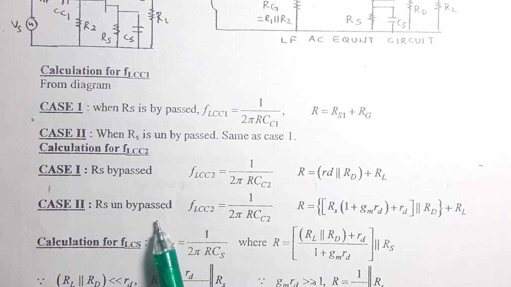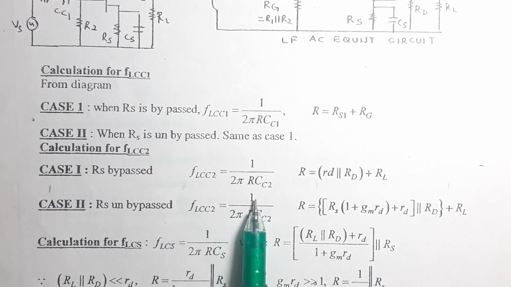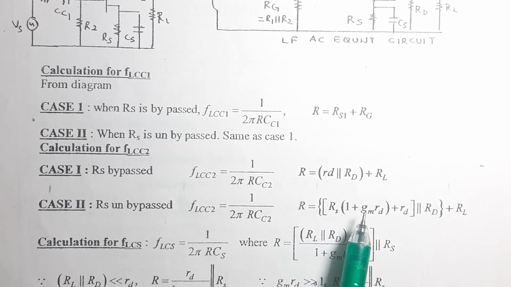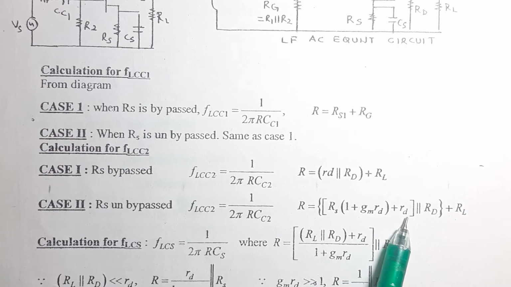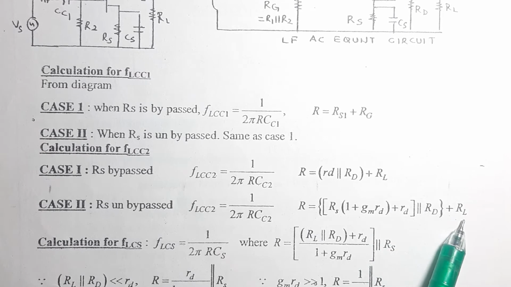Now in case your Rs is unbypassed, that means your Rs is present in the diagram, so your FLCC2 is calculated as 1 upon 2 pi RCC2, where R is given as Rs into 1 plus gm RD. This is the standard formula beta, please do remember that. It is Rs into 1 plus gm RD plus your small RD, which is entirely parallel to capital RD, and then it is added to your RL over here.